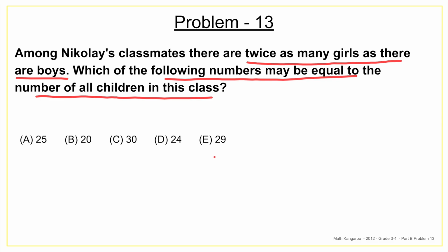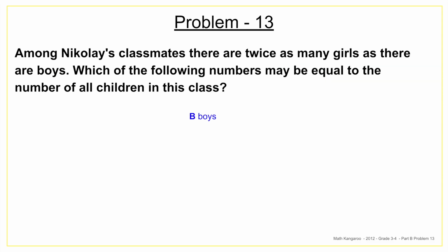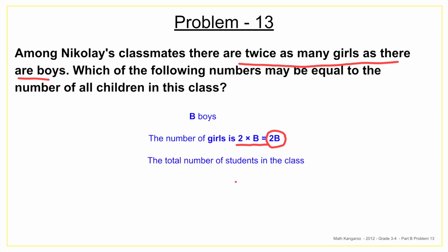We are told that the number of girls is twice the number of boys. Let's say there are B boys. Since there are twice as many girls as boys, the number of girls is twice B, 2 multiplied by B, which means 2B. The total number of students in the class is B for boys and 2B for the girls. That is B plus 2B, that is 1B plus 2B gives us 3B. This means that the total number of students must be a multiple of 3.